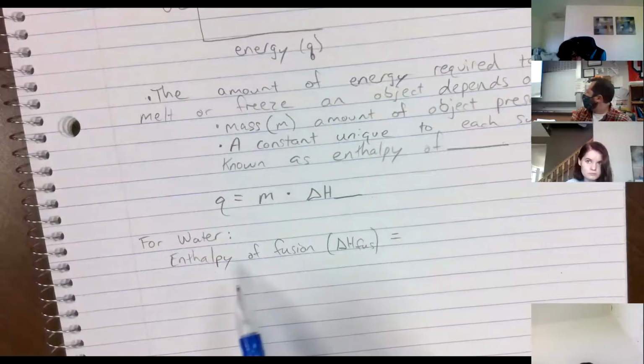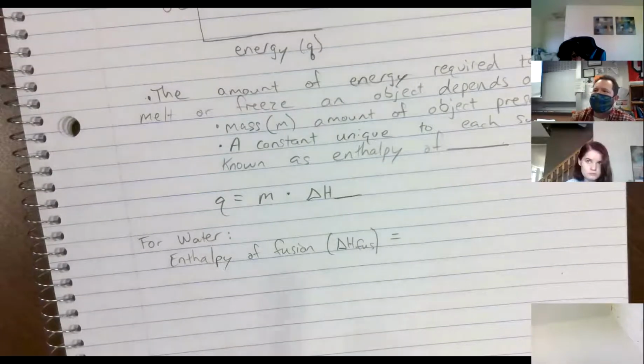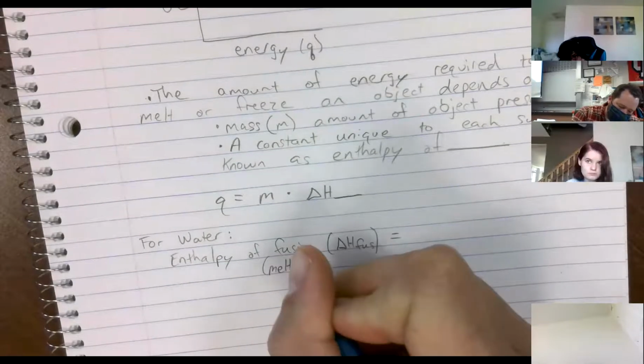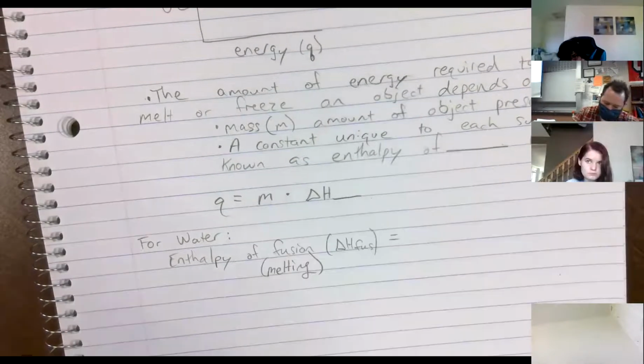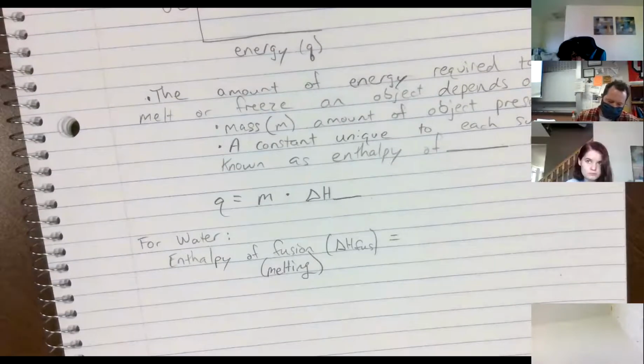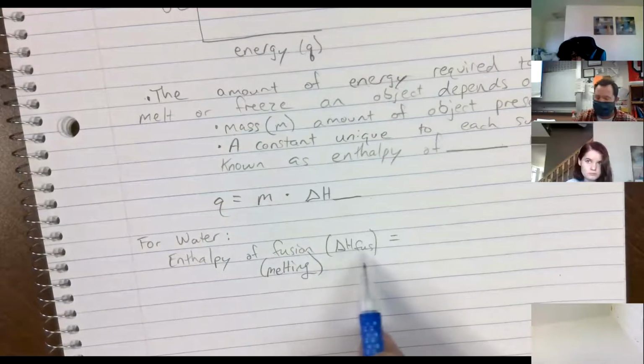So first up, we have the enthalpy of fusion. Why do they use that word instead of just saying melting? I don't know. I wish they would just call it melting, but they don't. So you just have to know that fusion is melting. We just symbolize it, delta H fuse, like that.